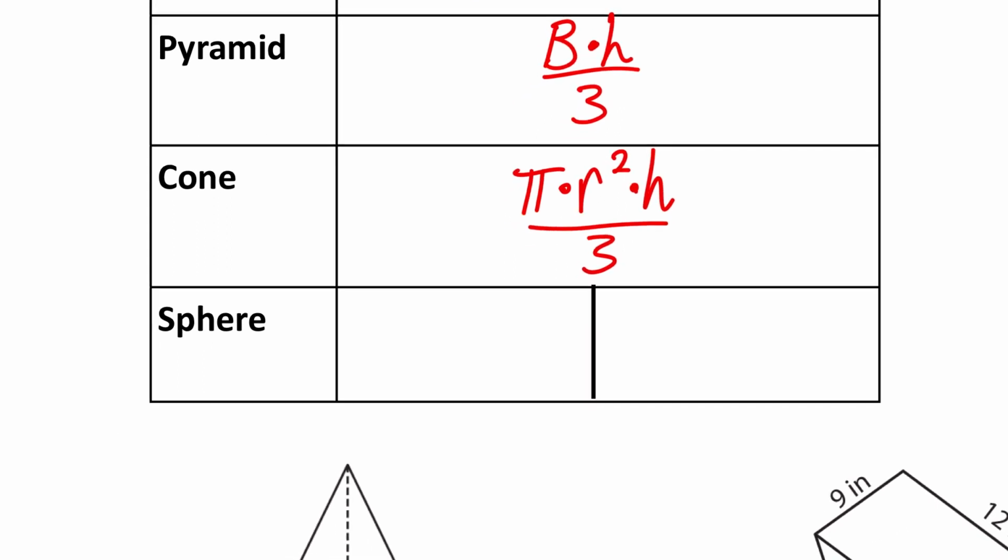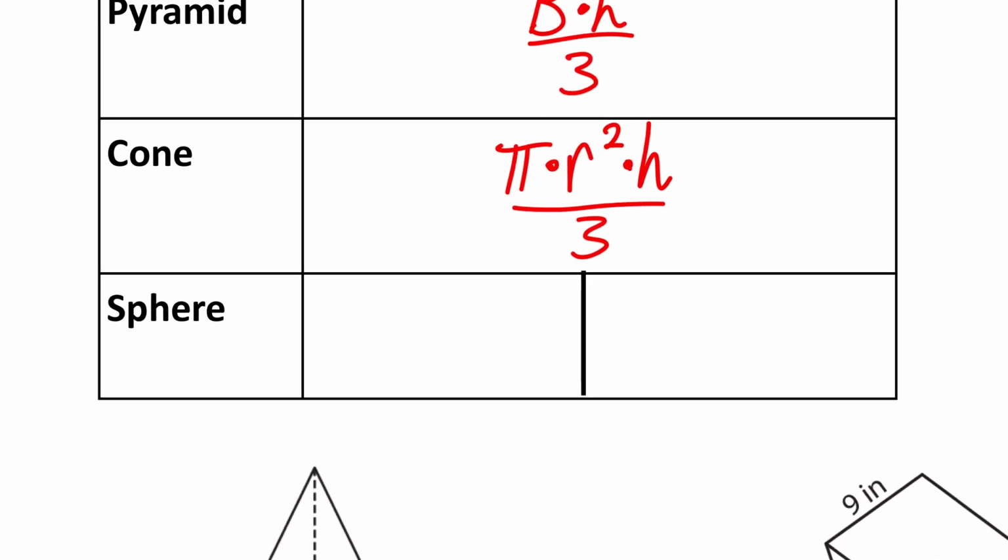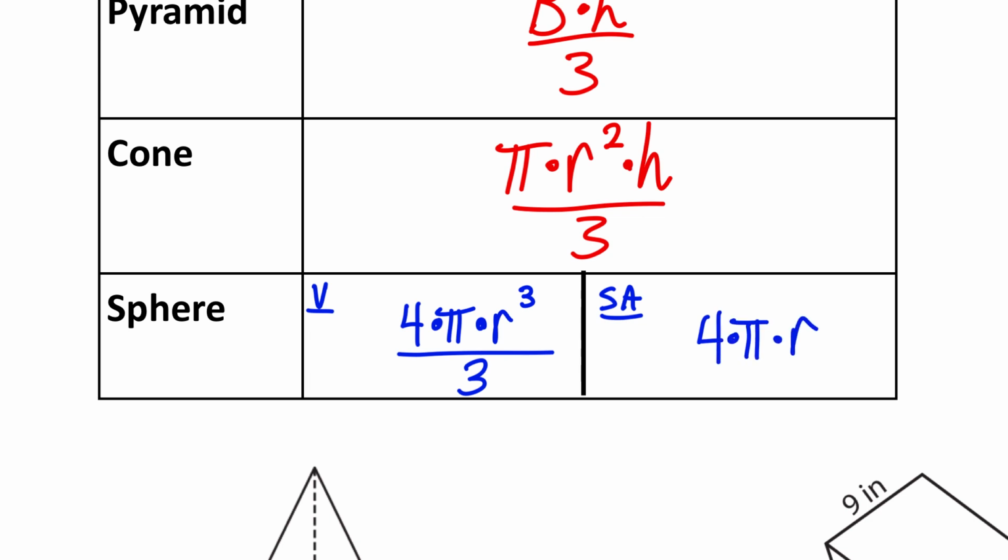Now on a sphere, I have this split up here because we're going to do both of these. So for volume of a sphere, it's 4 times pi times r cubed divided by 3. Make sure you get that. That's different. R cubed. And then the other box here is for surface area. Surface area of a sphere is 4 pi r squared.